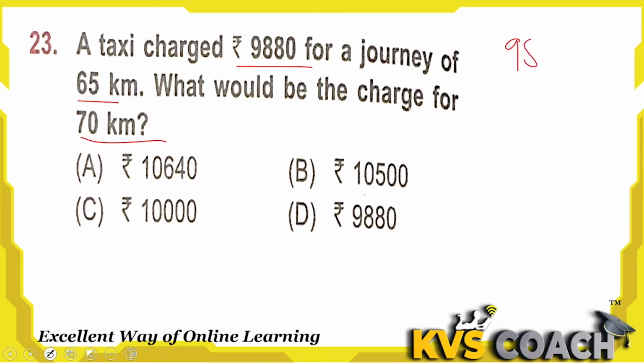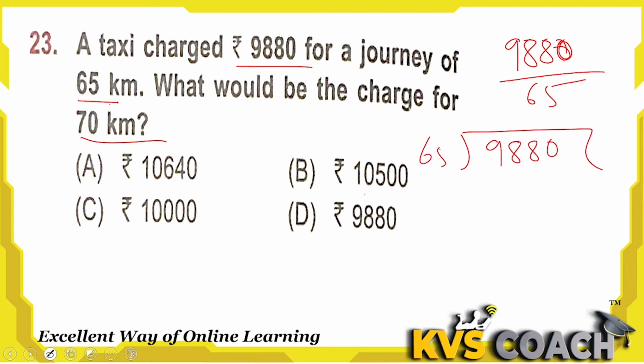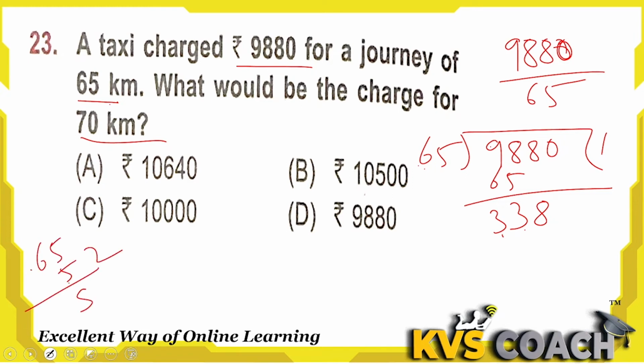Look, 9880 is the charge for 65 kilometers. So then how much is it for 1 kilometer? That is, divide by 1. So 65 divided by this, then we will get the 1 kilometer charge. 65 1s are 65. 8 minus 5 is 3 and 9 minus 6 is 3 again. This is 8. So here 6 5s are 30, and 65 5s are 325.